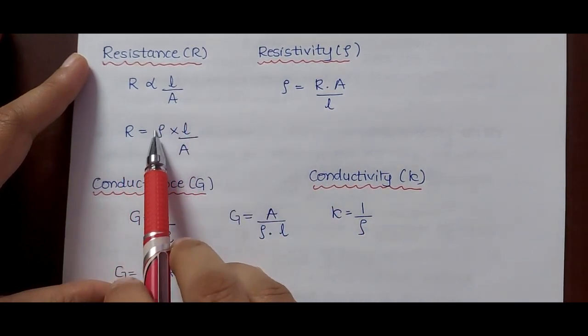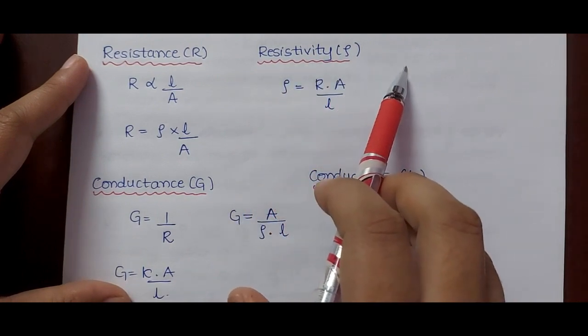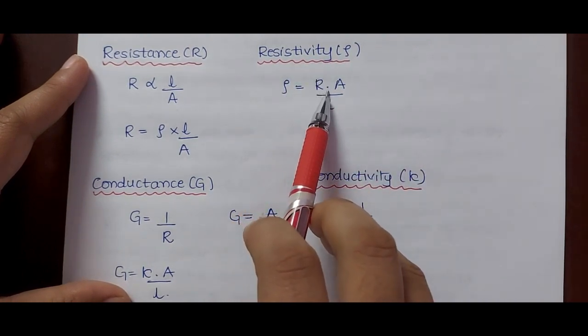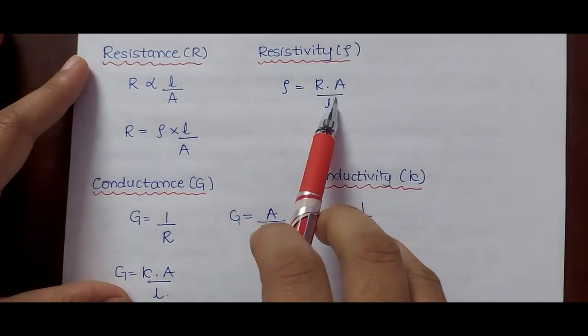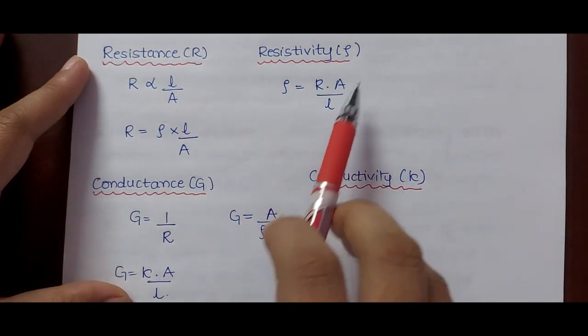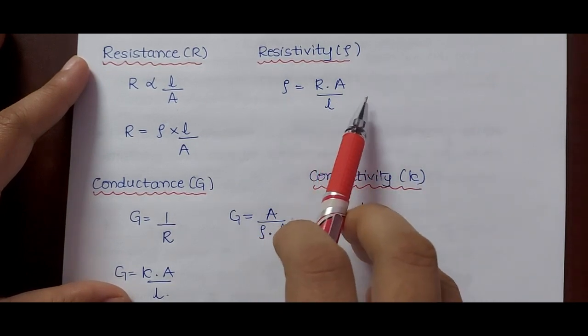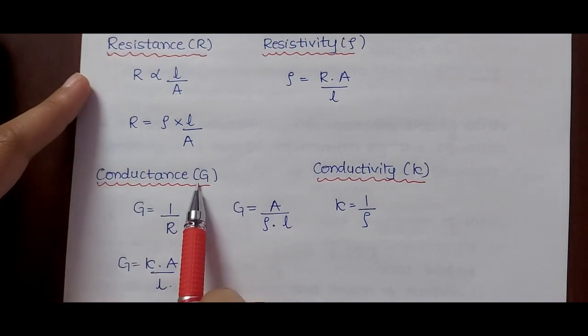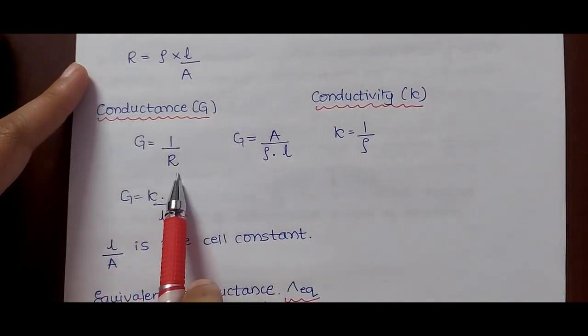And here we take a constant rho, which is called resistivity or specific resistance, and rho can be calculated as R into A by L, where R is the resistance in ohm, A is the area in meter square or centimeter square based on the units given, and L is the length in meter or centimeter. Similarly, conductance is the reciprocal of resistance, so G is equal to 1 by R.